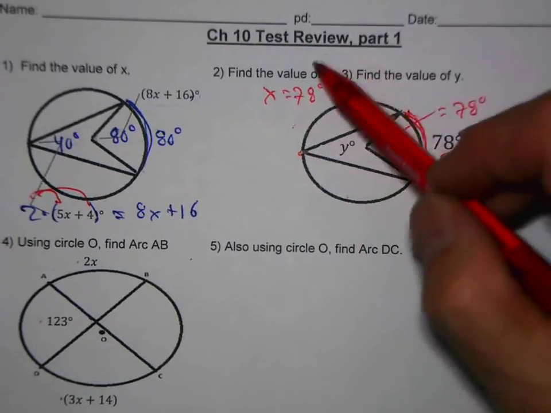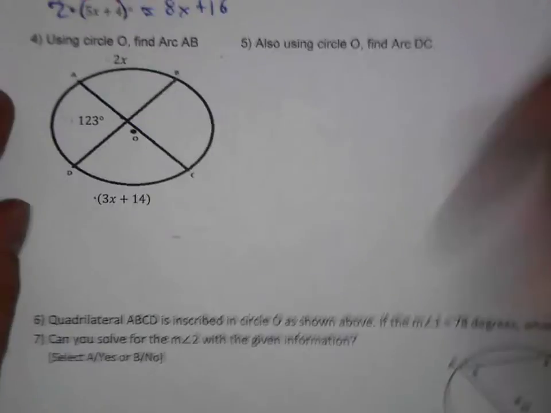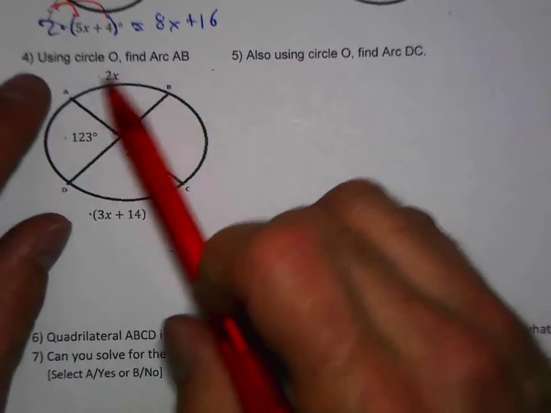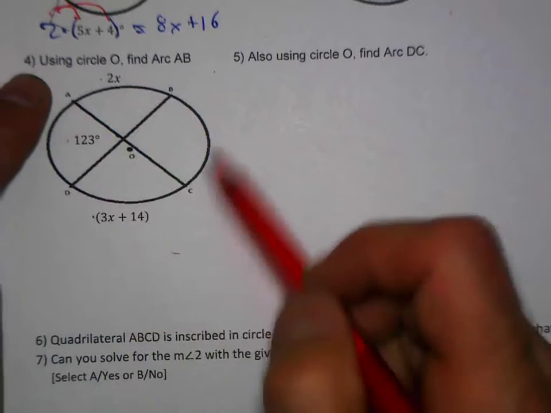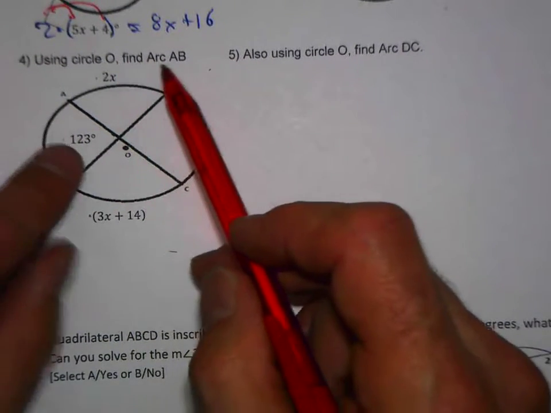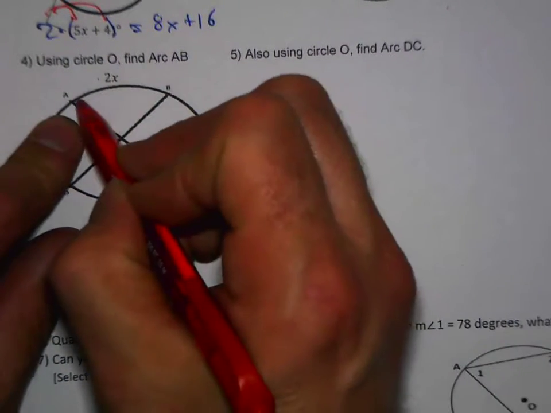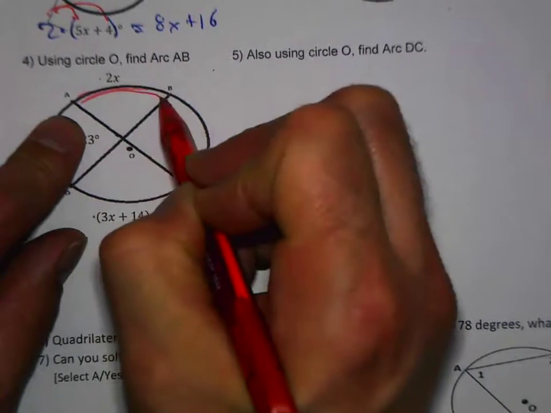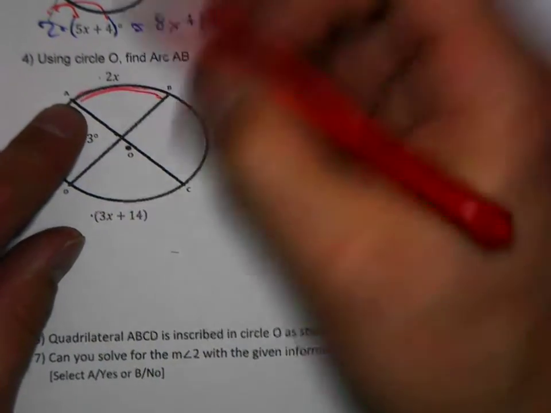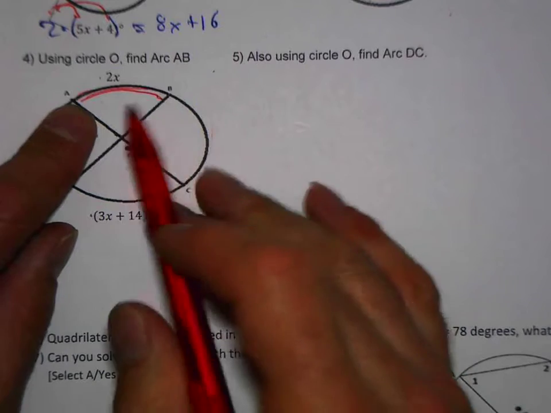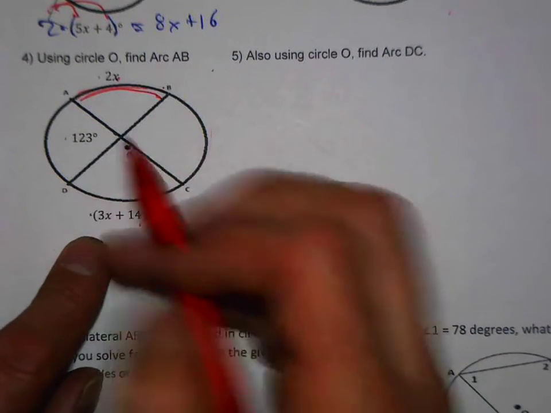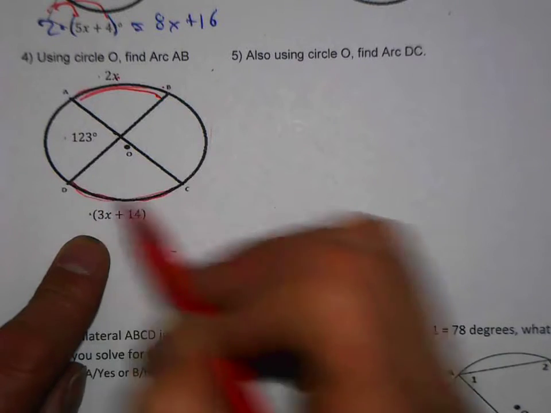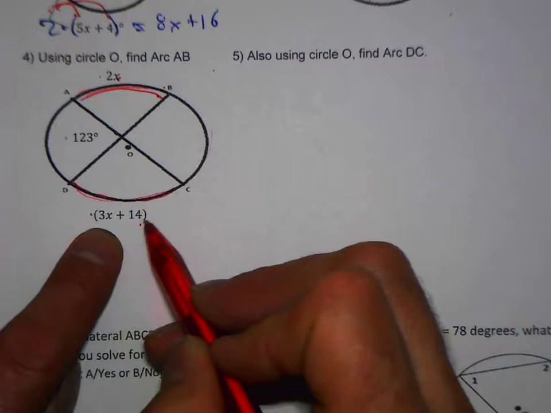Chapter 10, Test Review Part 1, looking at question numbers 4 and 5. Here's your diagram for that. Using Circle O, find arc AB. So here is arc AB. I'm told that the measure of that arc is 2x, and the measure of this other arc over here at the bottom is 3x plus 14.